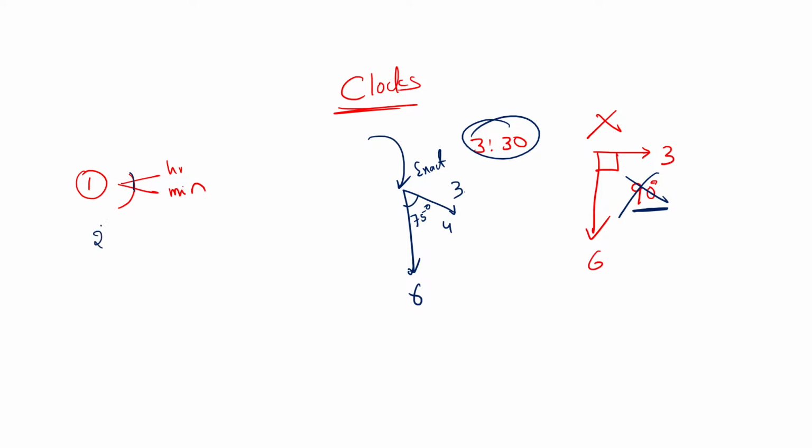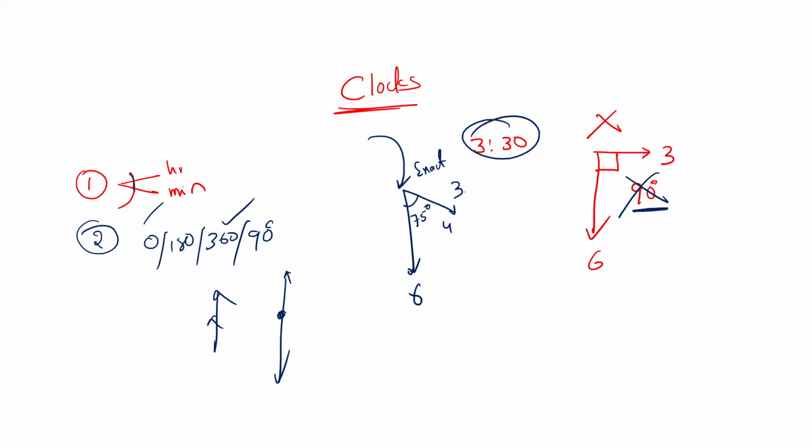Second one is the 0, 180, 360 and 90 degrees case. That means he will directly ask you how many times in a day the hands of a clock are going to coincide, how many times they are going to come exactly opposite, how many times they are going to form 90 degrees. You just need to answer them directly, but I will tell you why we are learning this one.